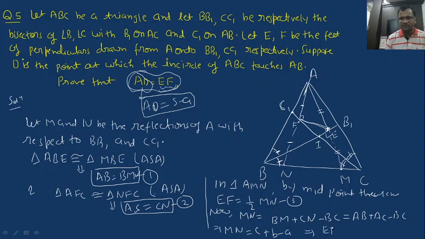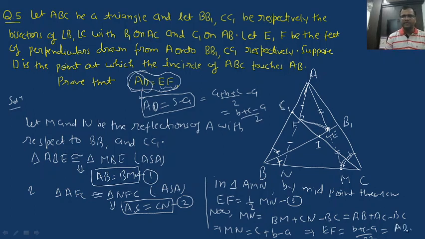This implies EF equals b plus c minus a by 2, and this is clearly the length of AD, because AD is s minus a. s is a plus b plus c by 2, minus a, and this length is clearly b plus c minus a by 2. EF is equal to AD, hence we are done. And in the next slide, I am going to prove the same result by another method.